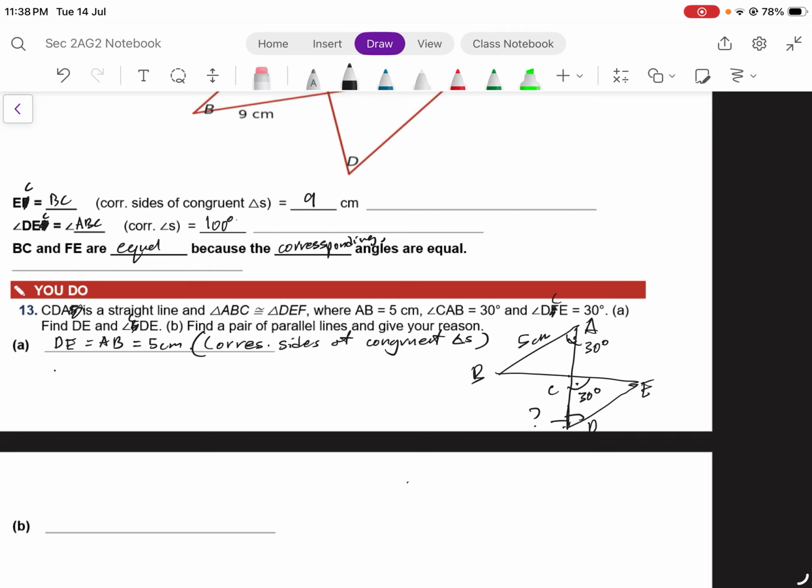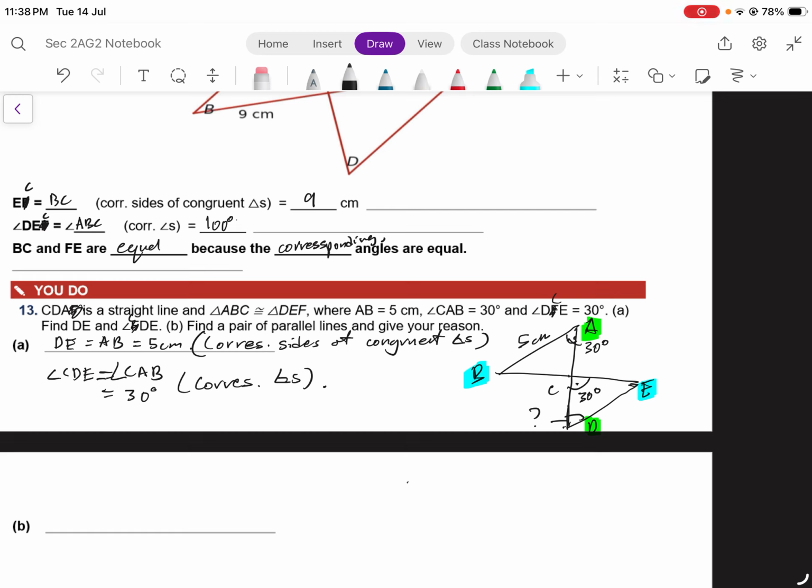So angle CDE is equal to angle CAB, because D corresponds to A, and E corresponds to B. So it equals to 30 degrees, because they are corresponding angles. Find a pair of parallel lines and give your reason.